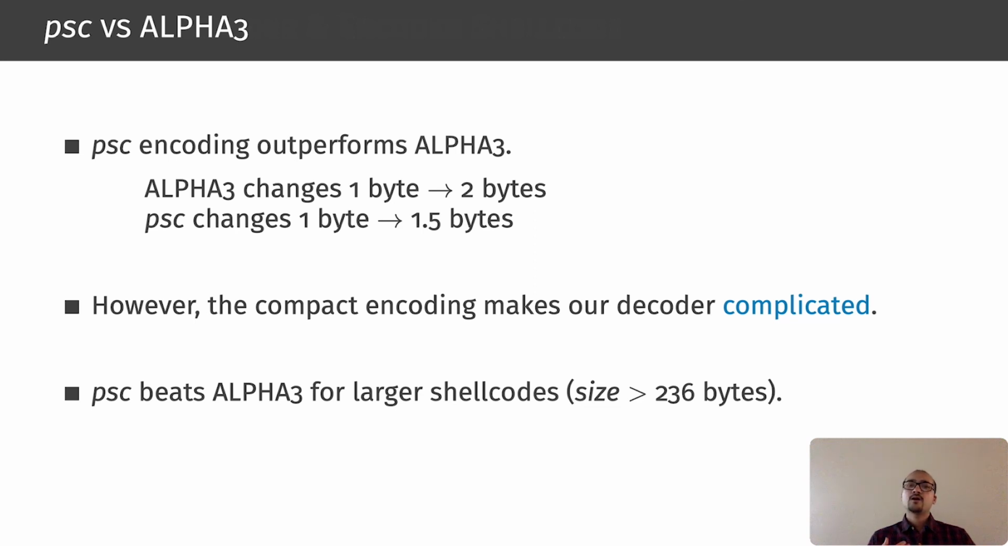However, this encoding does make our decoder logic a bit more complicated. Hence, PSC still does beat Alpha 3, but only for larger shellcodes where the original input size is greater than 236 bytes. Also, a quick note about alphanumeric shellcodes. Alphanumeric shellcodes are a subset of the printable range. Hence, any alphanumeric shellcode is also a valid printable shellcode.